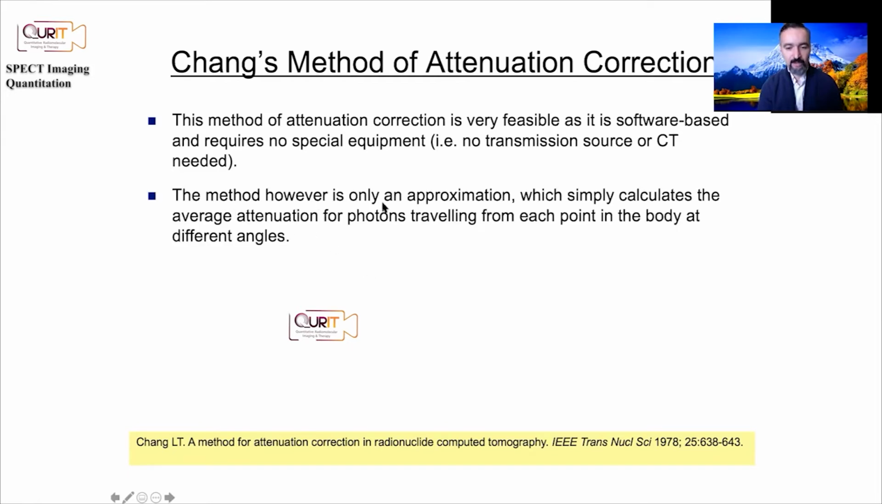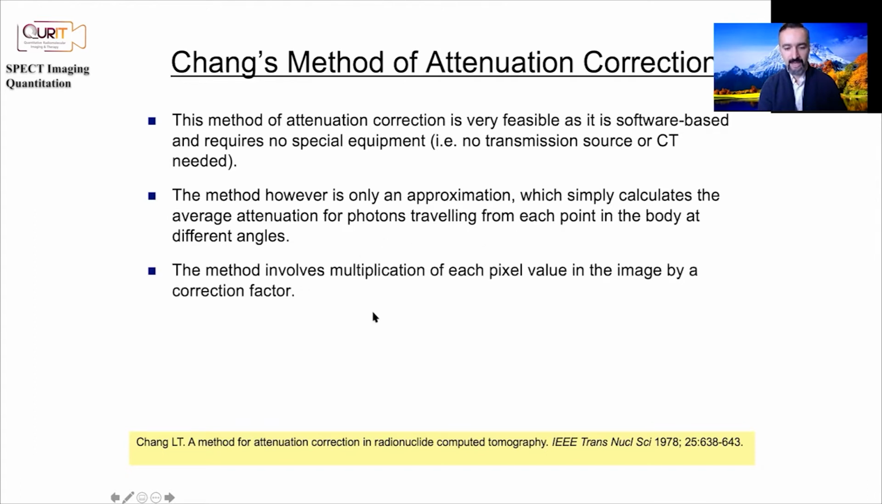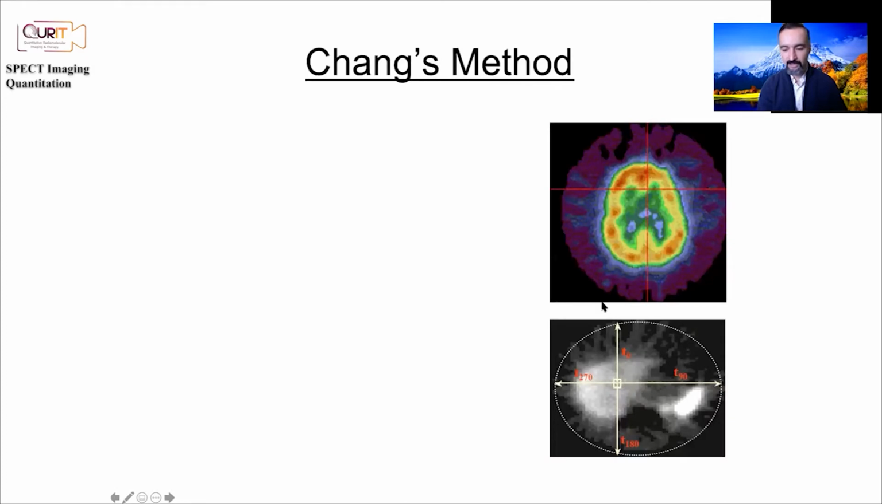The method is, however, an approximation, and it calculates the average attenuation for photons traveling from each point in the body at different angles. And then it multiplies each pixel value in the image by a correction factor. So let's try to understand this. How does this work? First, you reconstruct an uncorrected image. There's no attenuation correction. You get an image like this, okay?